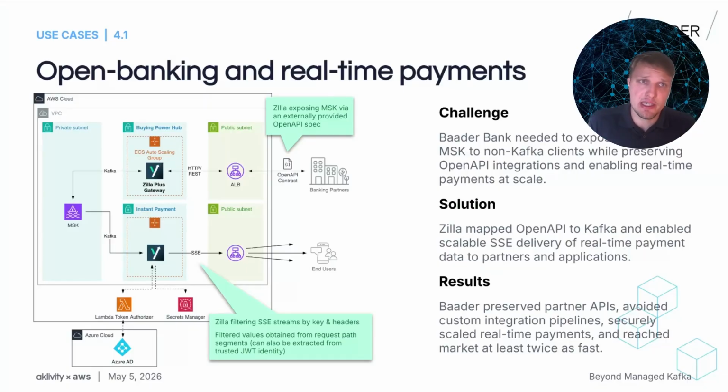So the first is Bader Bank. Bader is a German investment bank that supports securities trading, market making, and banking as a service for financial institutions, fintechs, and partners across Europe. As a regulated financial institution, Bader needed to comply with Germany's federal e-invoicing mandate, which required secure, standardized real-time data exchange with external banking partners.